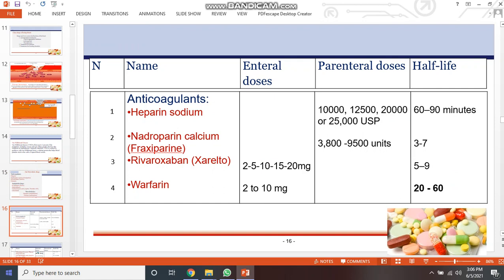The drugs we use are anticoagulants: heparin sodium, another one is apixaban, third one is rivaroxaban, and fourth one is warfarin. Oral dose is 2 to 5, then 5 to 10, 10 to 15, 15 to 20 mg, or 2 to 10 mg. Parenteral dose is 10,000 to 12,500 to 20,000 or 25,000 USP, 3,800 or 9,500 units. Half-life: the first one has 60 to 90 minutes, the other one is 3 to 7, the third one is 5 to 9, and the fourth one is 20 to 60.